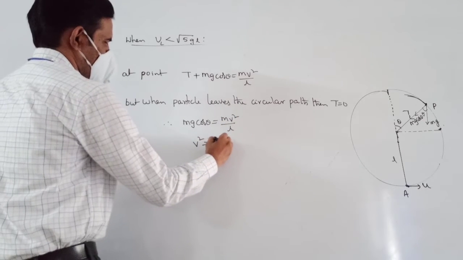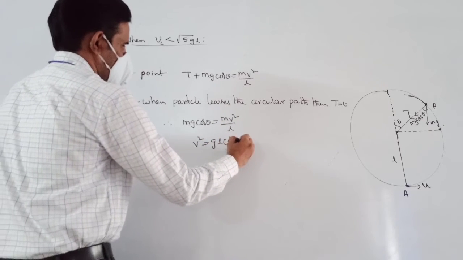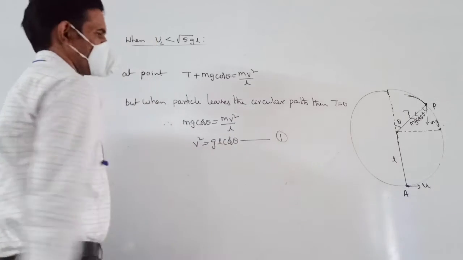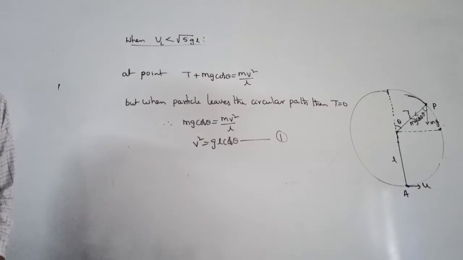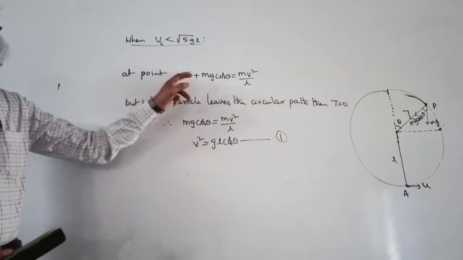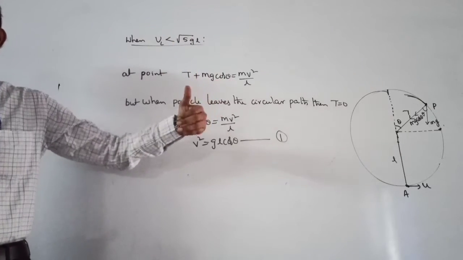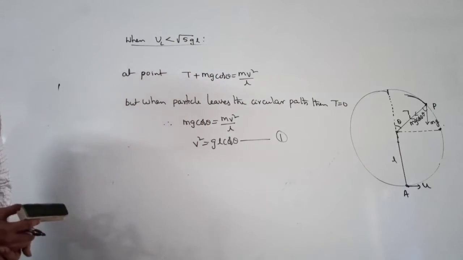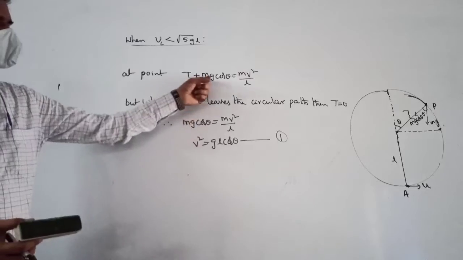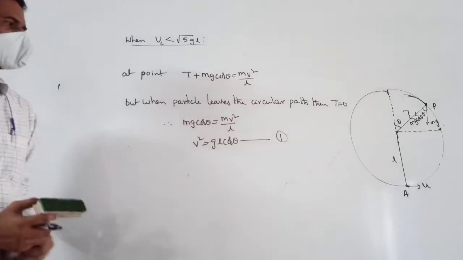If tension is there, actually we need to write like this, but at that point when you are saying it is leaving the circular path, it means definitely tension should be 0. So when tension is there, then only mg cos theta should be equal to mv square by L, and so v square is equal to gl. So next we need to write the conservation of energy equation here between these two positions.